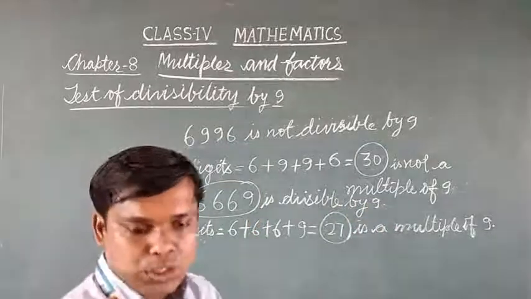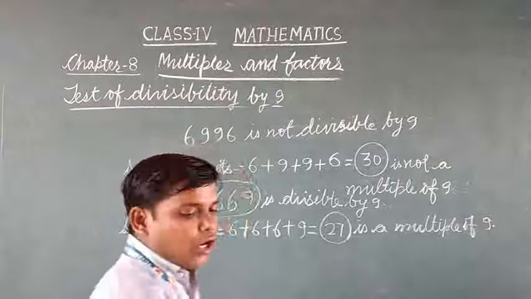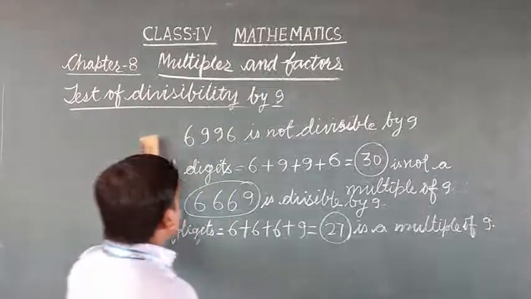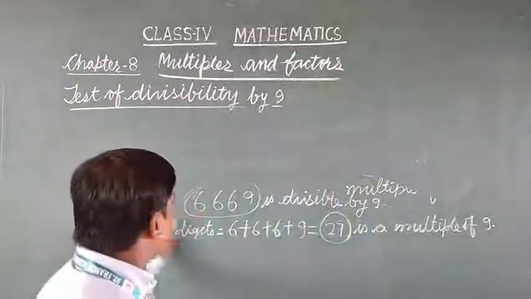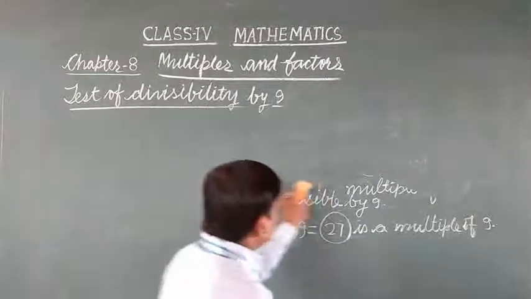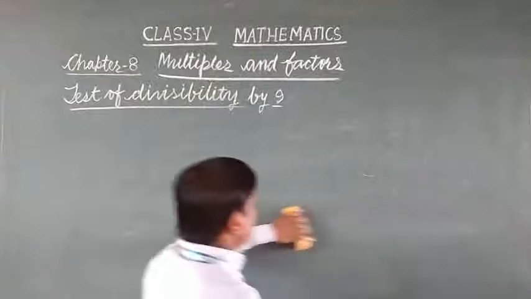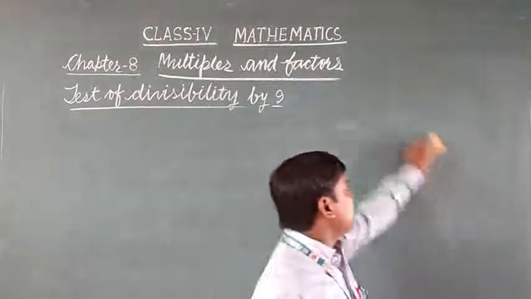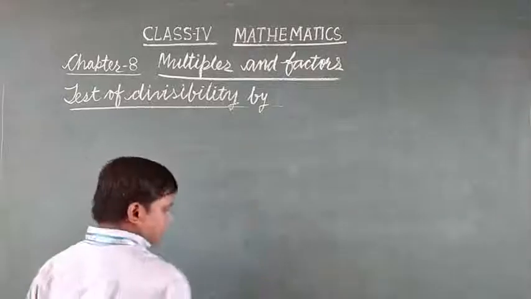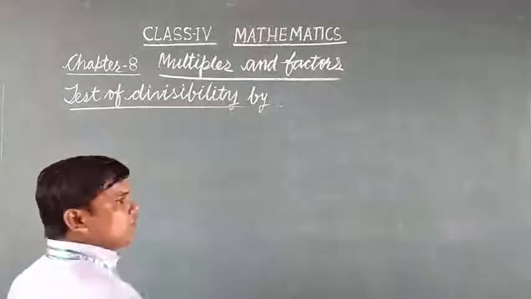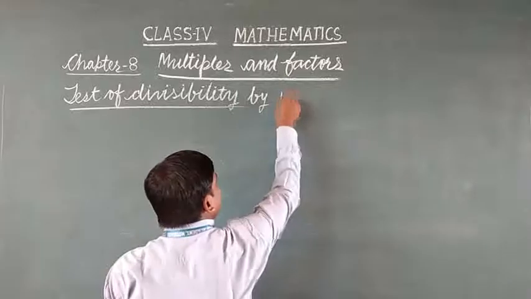I hope you understood. Now we will read test of divisibility by 10. Once more I am telling, if the ones place digit of a number is 0, then the number is said to be divisible by 10. What we will take in the number is the ones place digit. If ones place digit is 0, then the number will be divisible by 10.